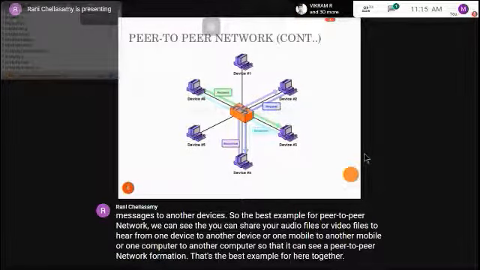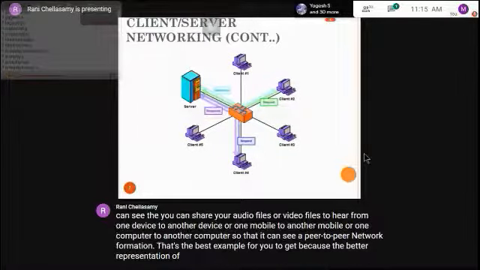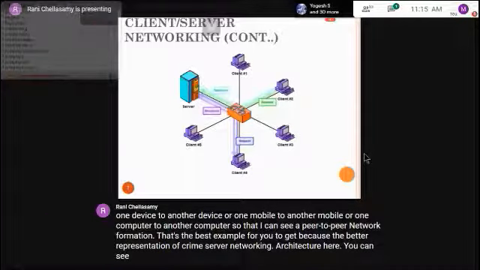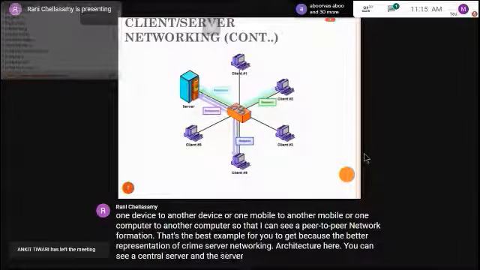This is a pictorial representation of the client-server networking architecture. Here you can see a central server, and this server will be maintained by one or more network administrators.